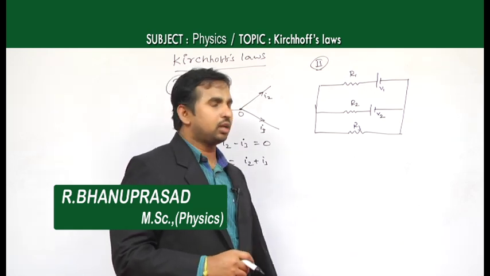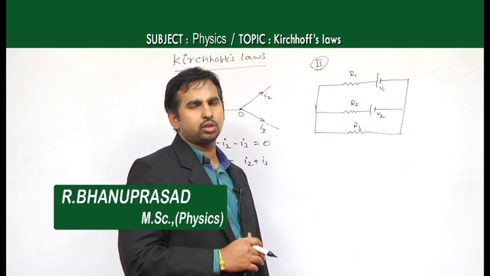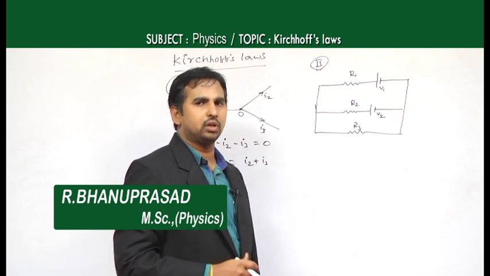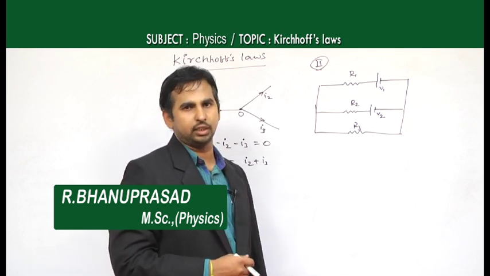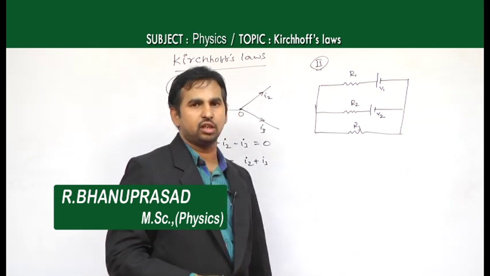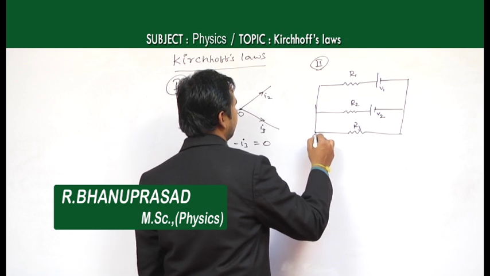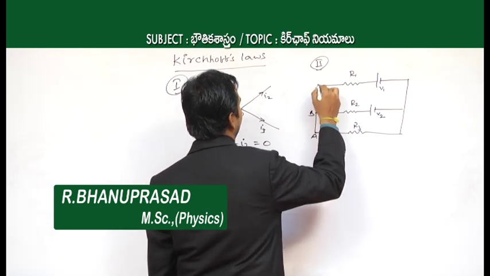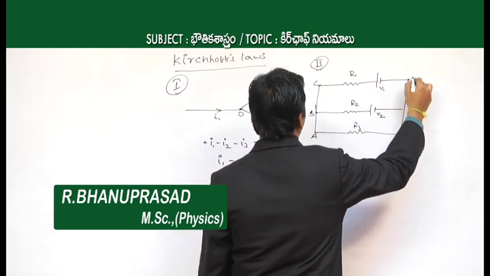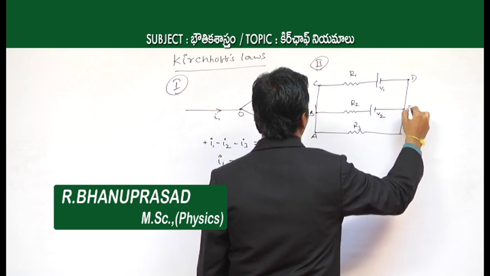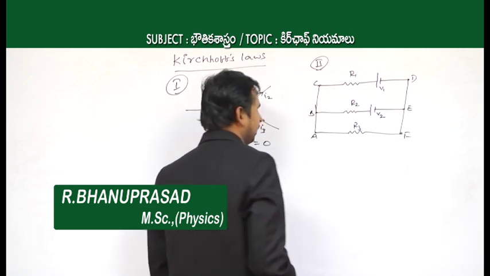Now, according to this Kirchhoff voltage law, also called Kirchhoff's loop law, we are taking a closed loop. If you take the junction points here, let us suppose this is A, this is B, here it is C, this is D, here is E, and here it is F.